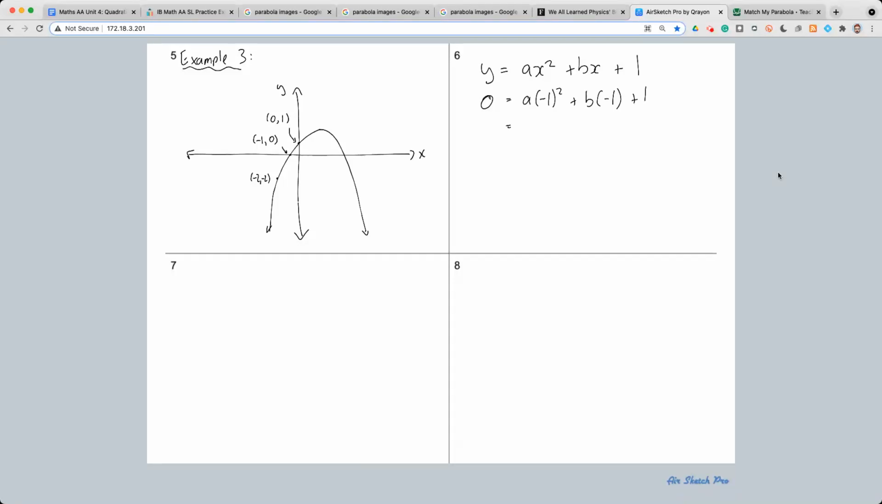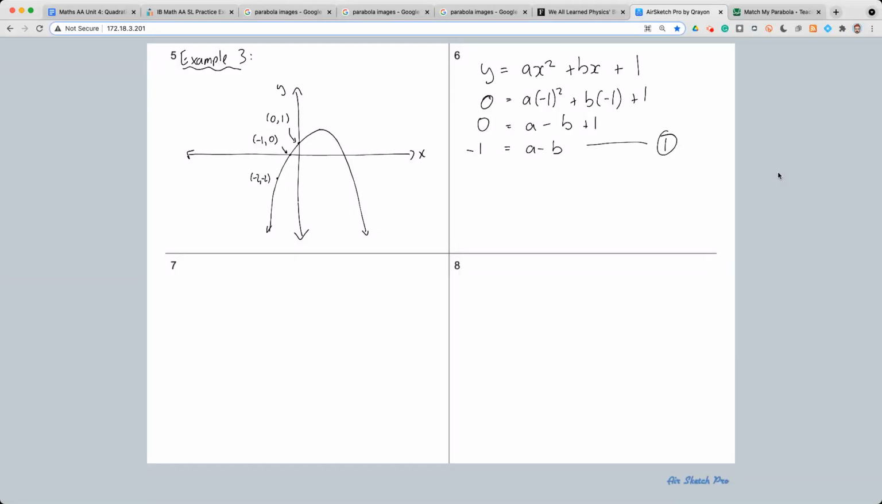And minus 1 squared is 1. So I've got a minus b plus 1 is what? 0. So I've got a minus b equals -1. Now I can't do much with that because it's 2 unknowns and a single equation.